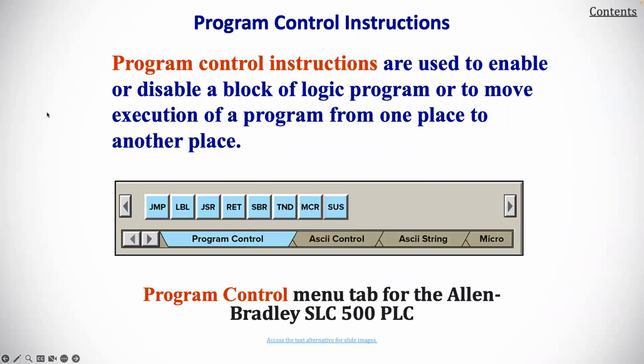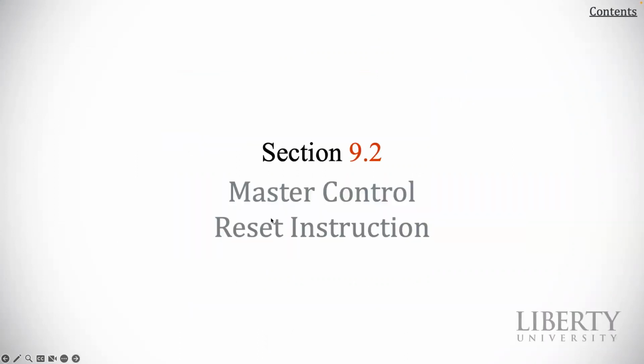Program control instructions are used to enable or disable a block of logic program or to move execution of a program from one place to another. And so the program control menu tab for the Allen-Bradley SLC 500 PLC is what we're showing here in the graphic. So let's think about this now in more detail.